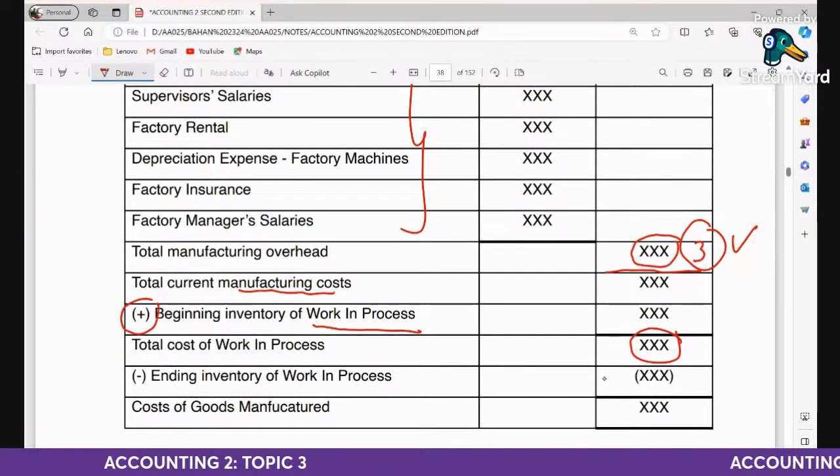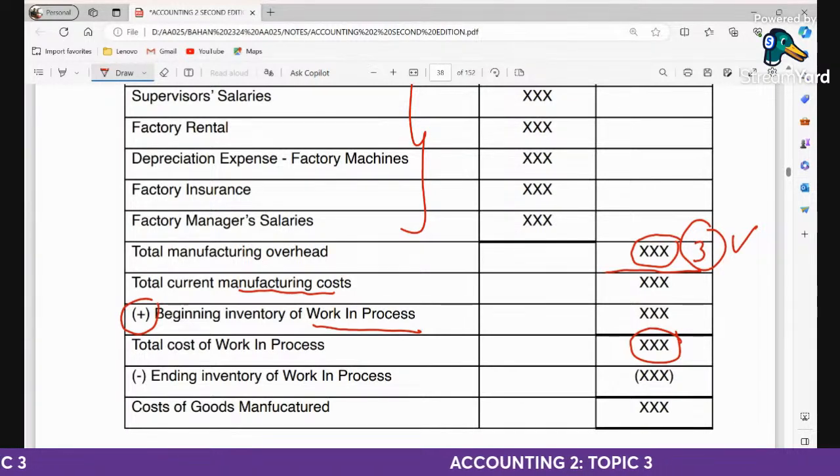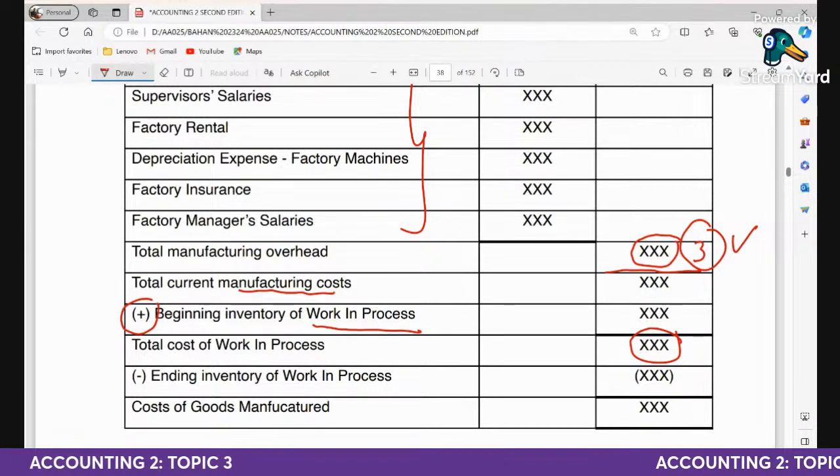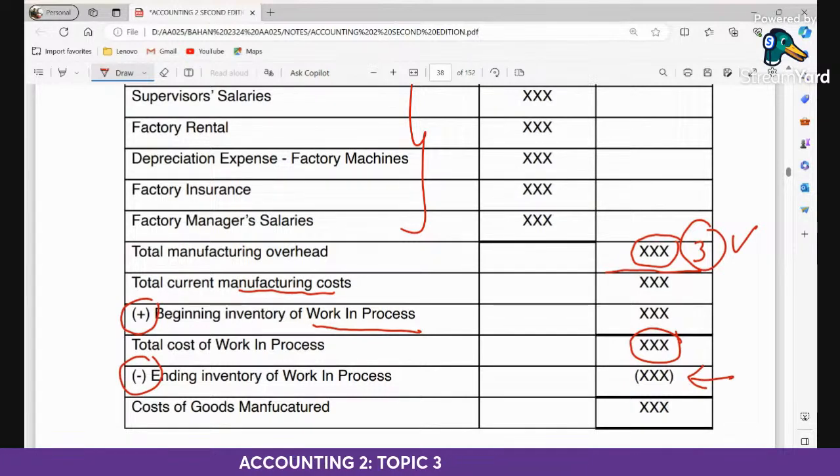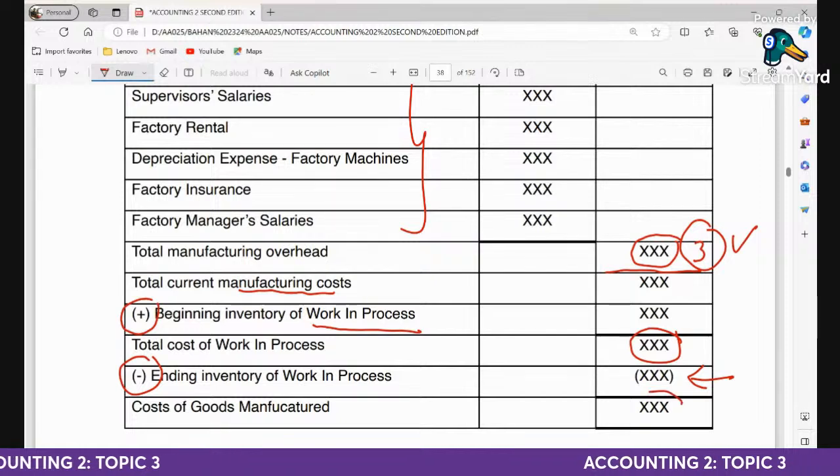Lepas tu sepanjang dari 1 Januari sampai 31 Disember, saya ada masukkan lagi beberapa, saya proses lagi beberapa item. So ada direct material, direct labor, manufacturing overhead. So itu cost untuk tahun 2024. So kita campur dua item ni, kita akan dapat total cost of work in process. Okay, tapi 31 Disember, mungkin ada kerja yang masih belum siap, disambung keesokan harinya. So yang itu tak boleh masukkan dalam kos tahun semasa. Okay, you should be deducting the item. So kita akan minus ending inventory of work in process.